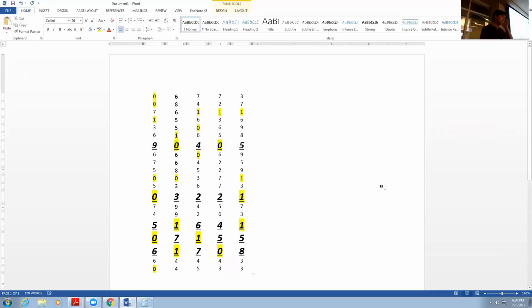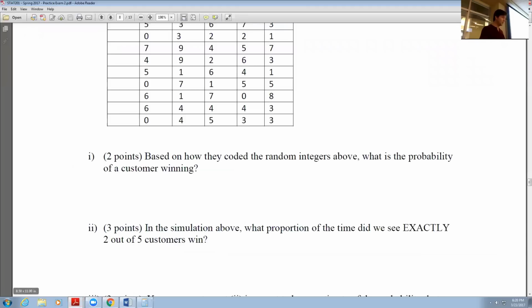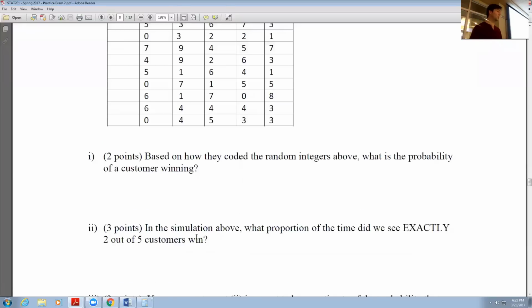So there's 5 rows, unless I've miscounted or anything. Is that correct? 5 out of them. And let's double check the question. In the simulation, what percent of the time did exactly 2 out of 5 customers win? And when you look at this, exactly 2 out of 5 won in 5 of the 20 simulations, which is 25%.